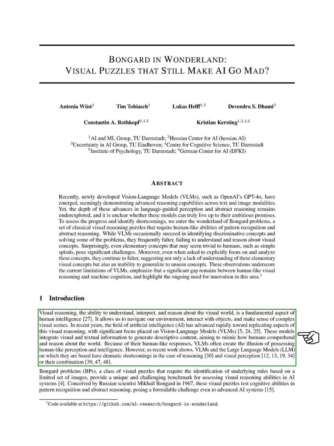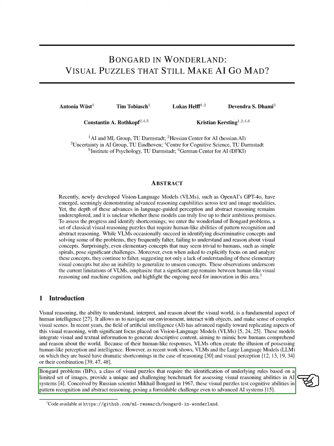However, research indicates that VLMs and the large language models, LLMs, they rely on have significant limitations in reasoning and visual perception. Bongard problems, BPs, are a type of visual puzzle that challenge AI systems to identify rules based on a limited set of images. Created by Mikhail Bongard in 1967, these puzzles test cognitive skills in pattern recognition and abstract reasoning, presenting a tough challenge even for advanced AI.